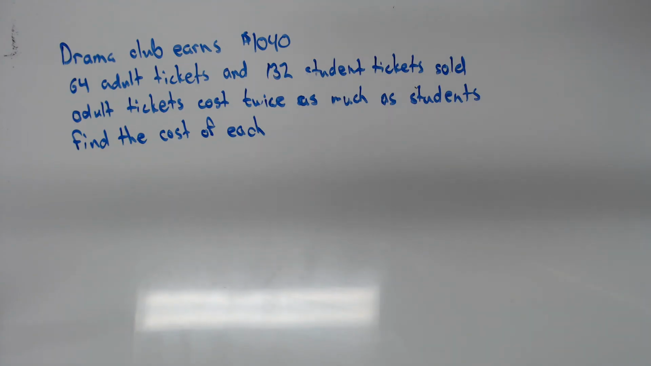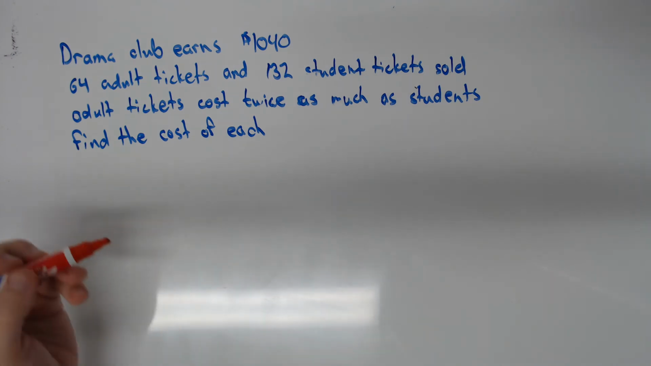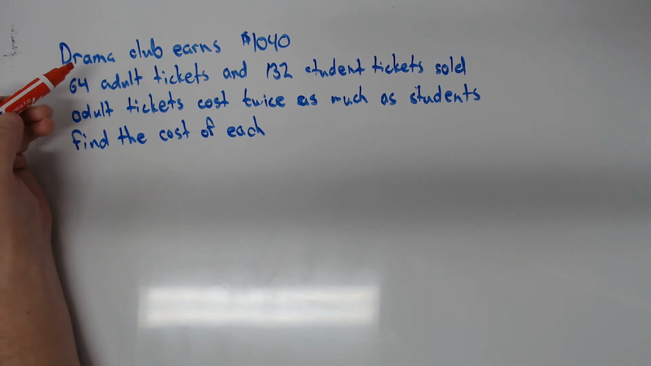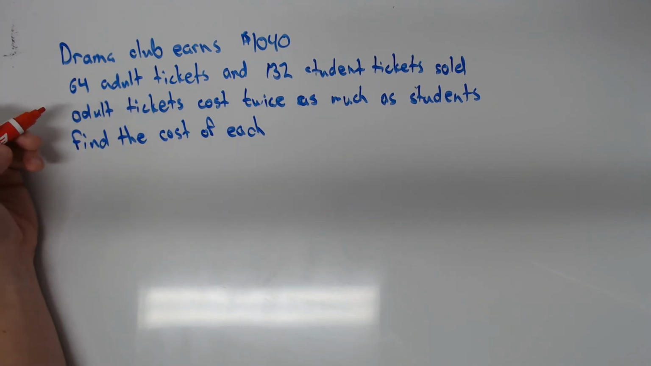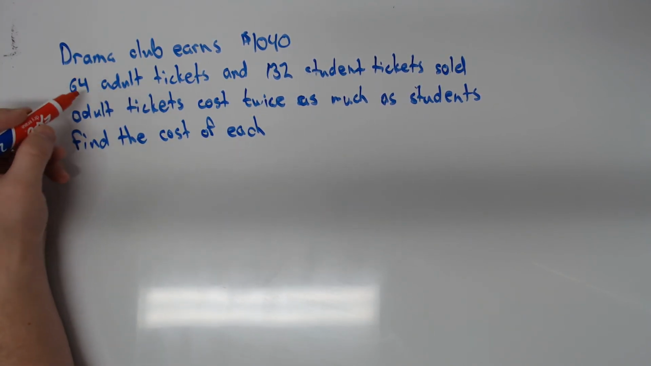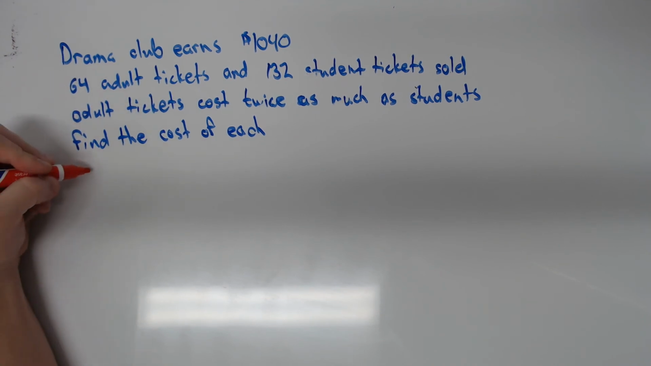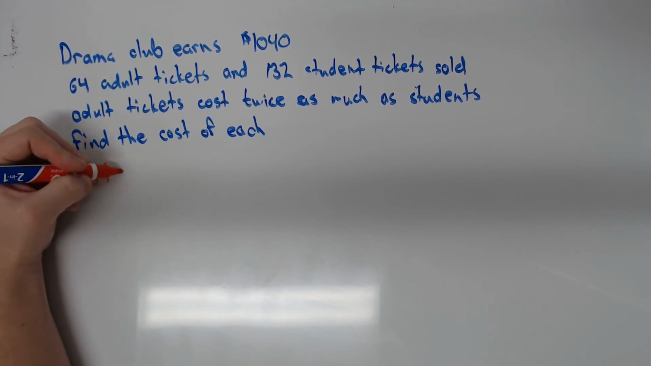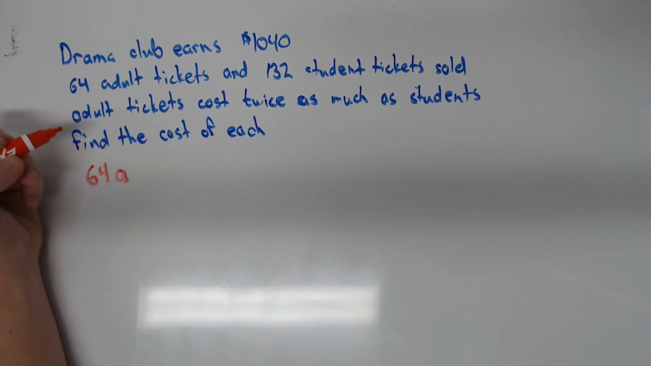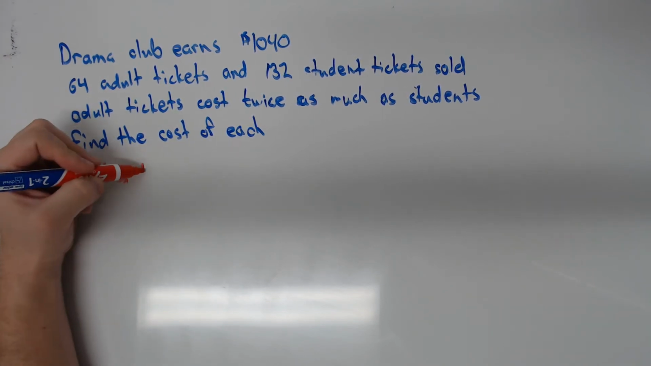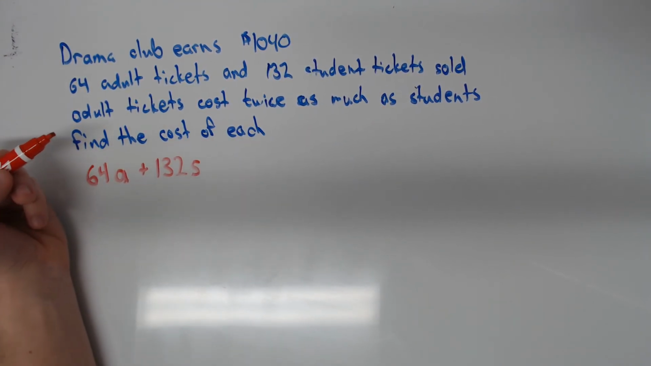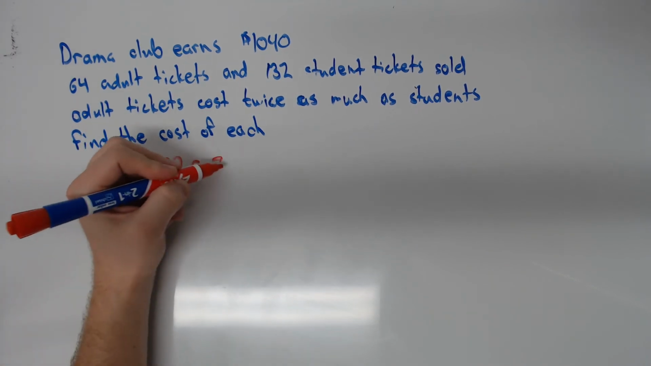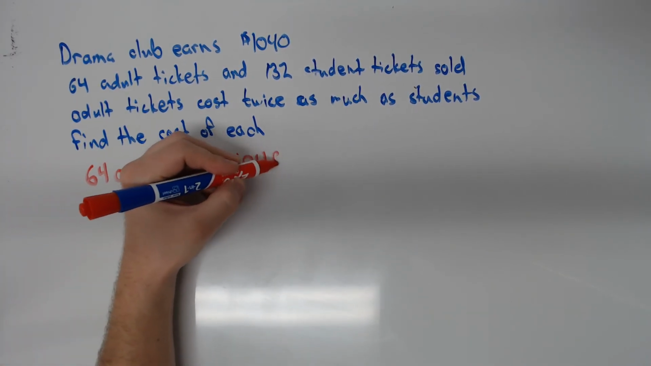Here's an example of a word problem that can be solved using a system of equations and substitution. So a drama club earns $1,040, and that's after 64 adult tickets and 132 student tickets were sold. All right, that is already an equation. 64 adult tickets times the cost of an adult ticket, which we don't currently know, plus 132 student tickets times the cost of a student ticket, which we don't currently know, so we need a variable, should add up to $1,040.